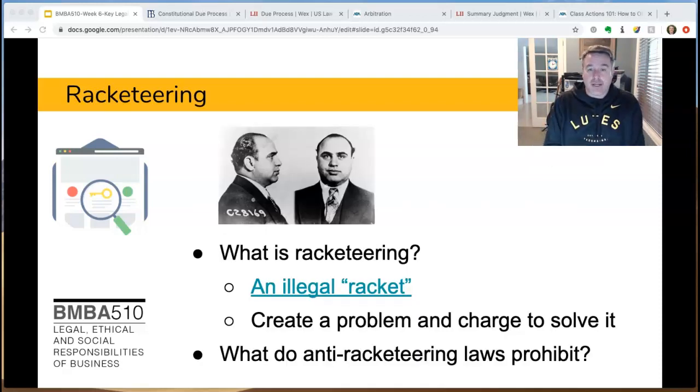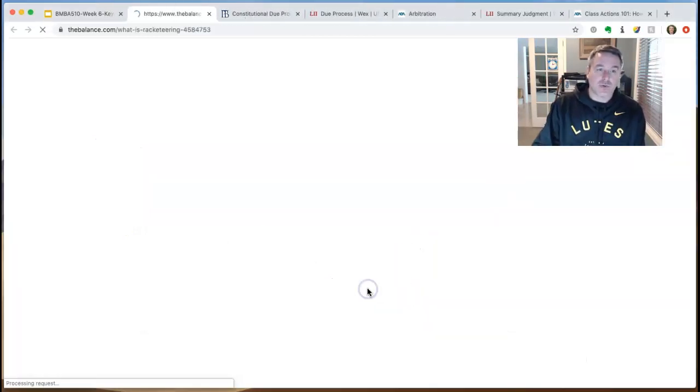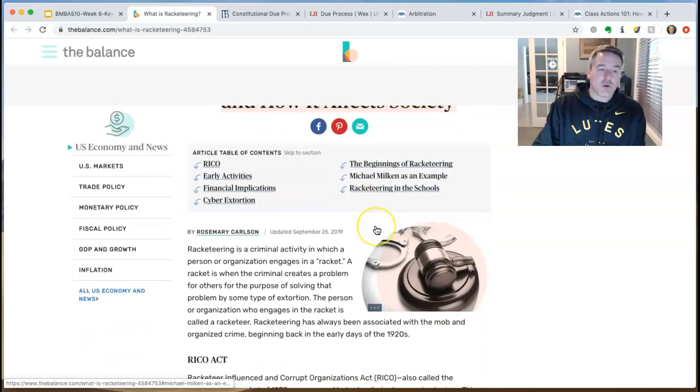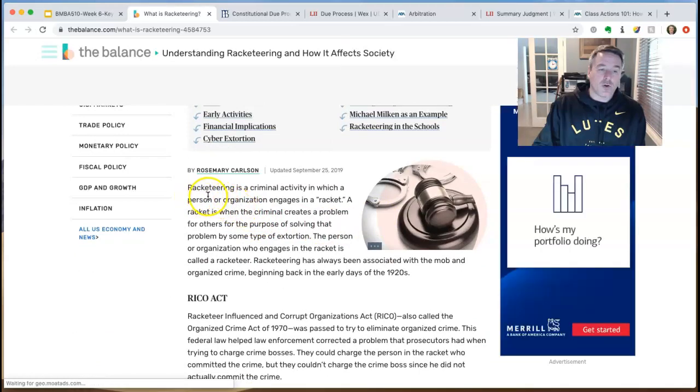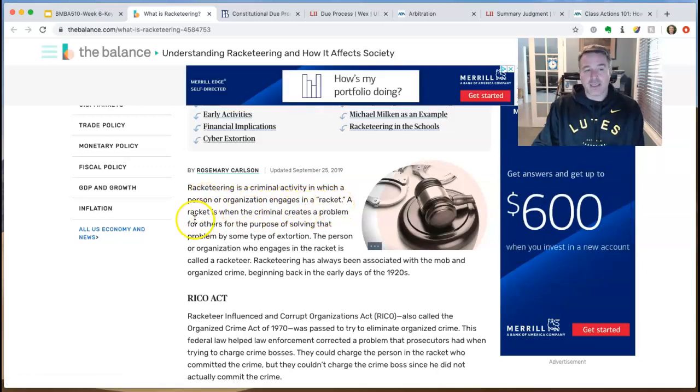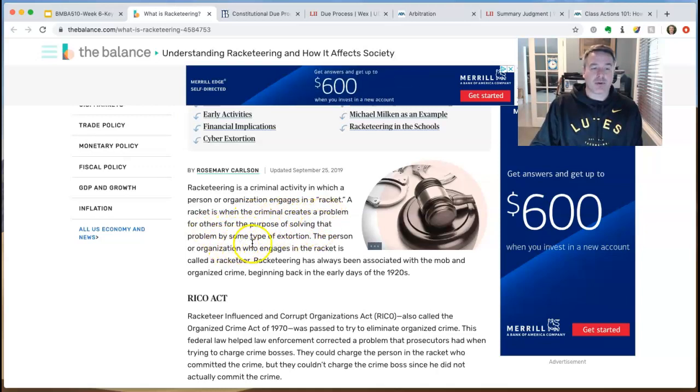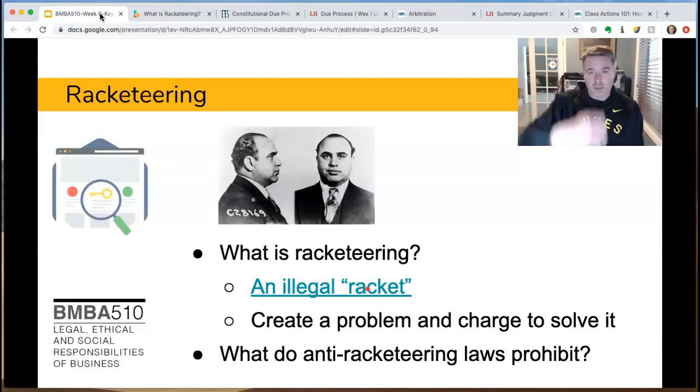Okay, so what is racketeering? You hear this term a lot in the criminal context. It is a crime, and the crime of racketeering is engaging in what's called an illegal racket. So what is that? So here's a good example of it. Not that I like to read from the screen, but this is a good definition. So racketeering is a criminal activity in which a person or organization engages in a racket. A racket is when the criminal creates a problem for others for the purpose of solving that problem by some sort of extortion. So the classic example of this is what we would call a protection scheme.